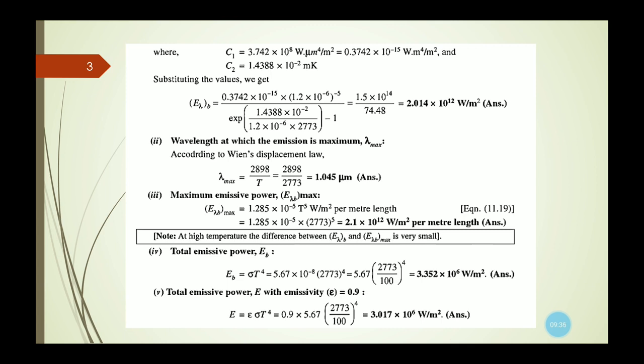Okay. This type of numerical is very common for semester exams. In this type of numerical, to find the values, we need to remember all the different laws that we have studied in the first chapter of radiation, like the Stefan-Boltzmann law, Planck's law, and Wien's displacement law. All these relations, their concepts and formulas, we need to remember to solve such numericals. Let us move to the next page.